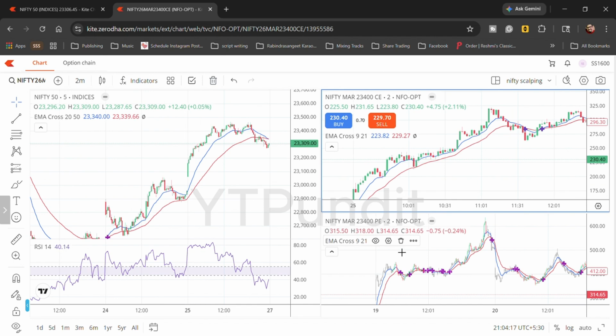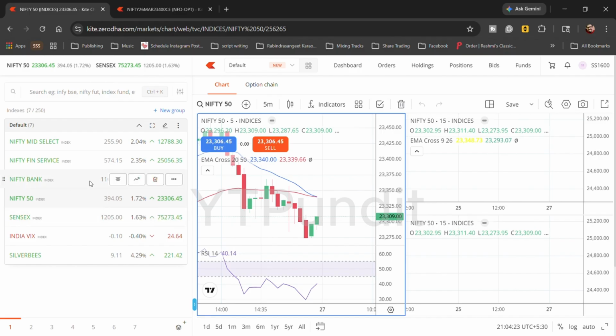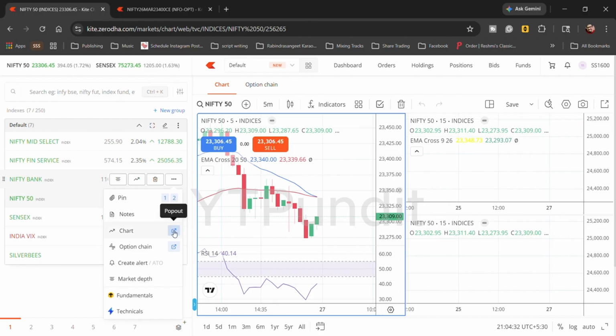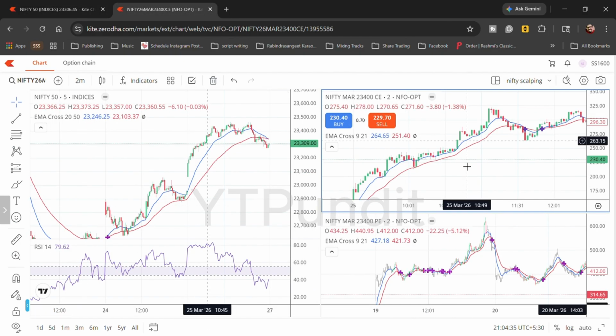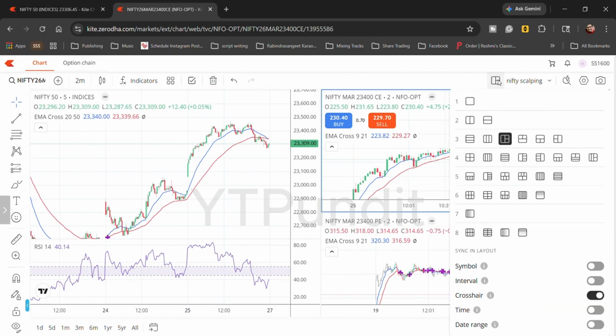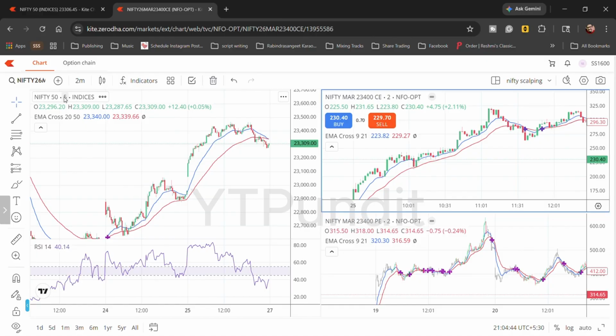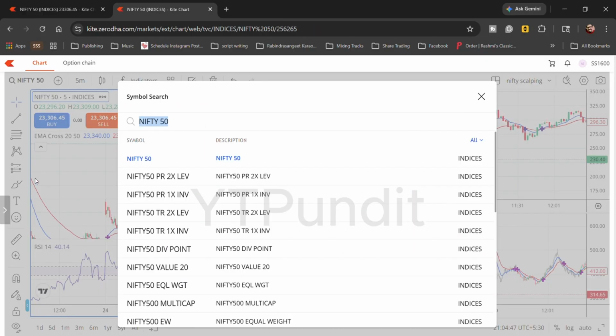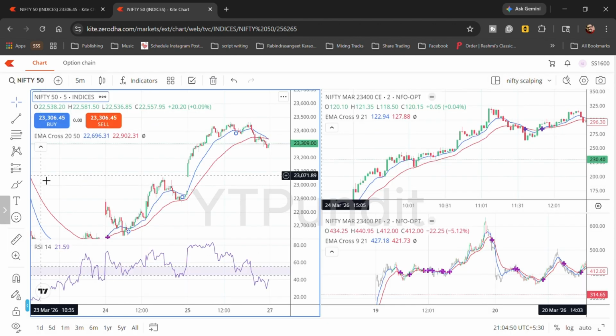I have split it in three parts. So when you are here and you click on these three dots and click on this pop out, it will come out over here. Then you can select this screen division, this 3-1, and then this will come. Here you now have to select the Nifty 50 if you're trading in Nifty 50.